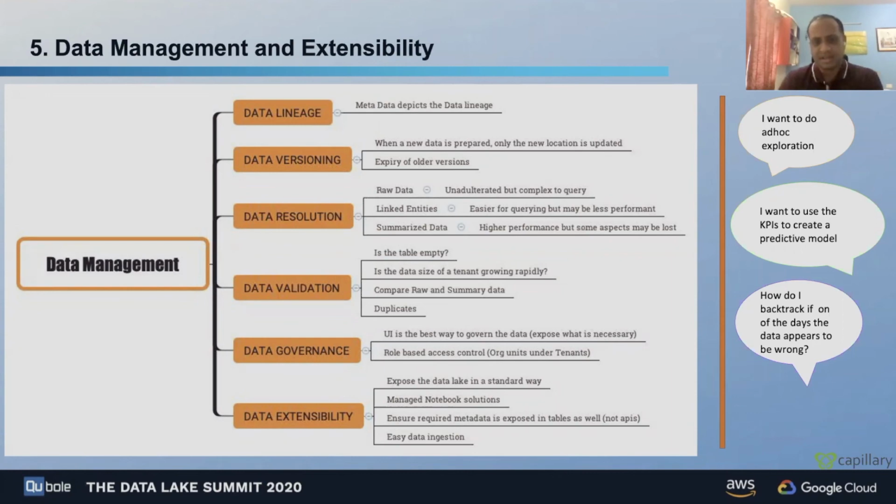Data governance. That is very, very important when it comes to super enterprises, and particularly in the context of privacy and the rules that are coming in.